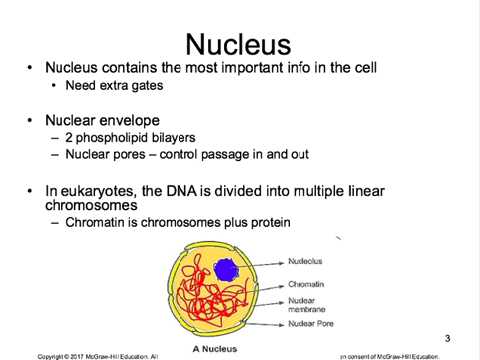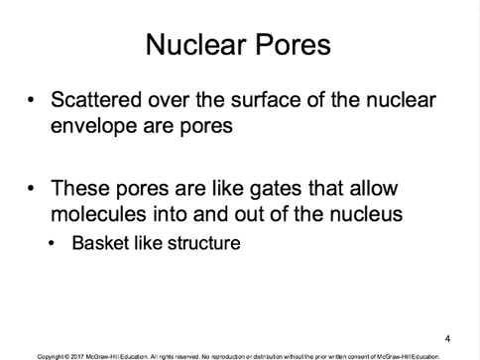In eukaryotes, the DNA is divided into multiple linear chromosomes, and chromatin is just a chromosome that has protein on it. So if you see the word chromatin on your exam, we're talking about chromosomes that are wrapped around proteins. So your nucleus has a nuclear envelope, which is just a membrane around the nucleus, and it consists of nuclear pores, and these nuclear pores are to help things get in and out of the nucleus. So like I said, nuclear pores are scattered over the surface of the nuclear envelope. These pores are like gates that allow molecules into and out of the nucleus, and they are basket-like structures.